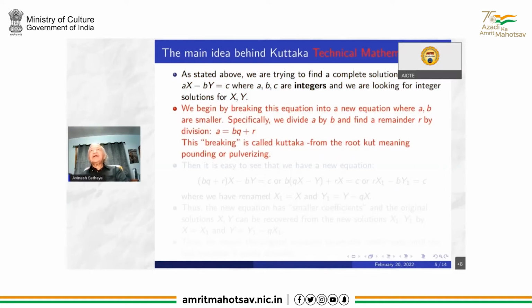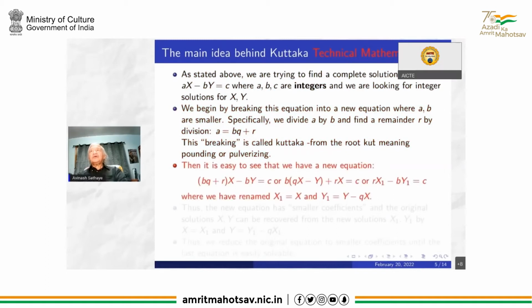Specifically, we divide a by b and find the remainder r. So we write a equal to bq plus r. This breaking is called Kuttaka, from the word kut. Root kut means pounding or pulverizing. Now, I have done this substitution and shown various simplification stages. It's only the last one that we need to pay attention to.